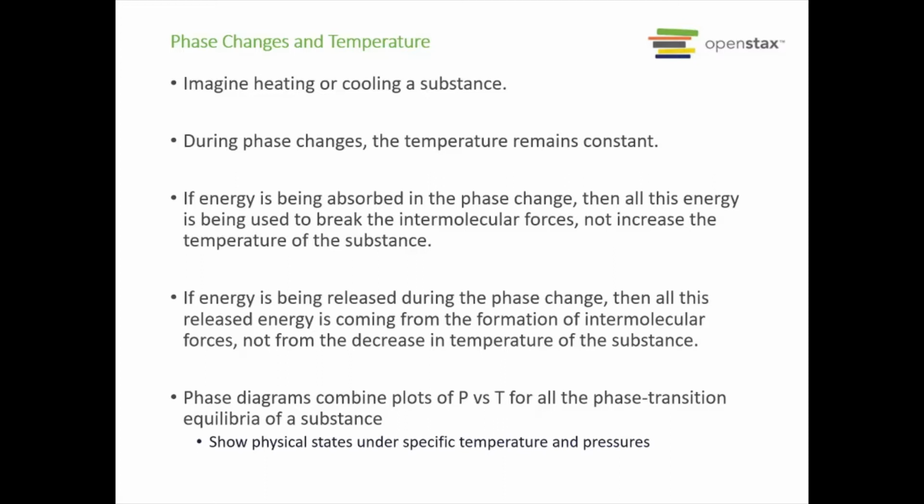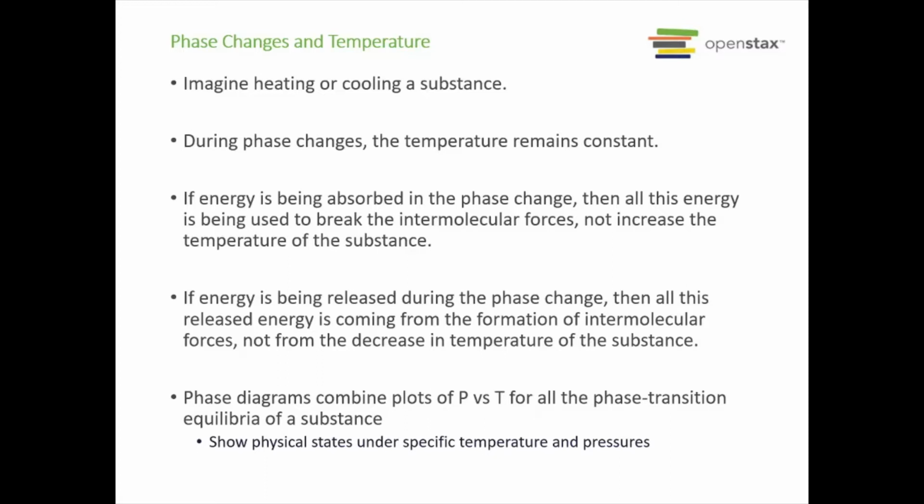So first, I want you to imagine heating or cooling some type of substance. In the last section, 10.3, last week, we talked about how during phase changes, the temperature remains constant. So if energy is being absorbed during the phase change, then all this energy is being used to break those intermolecular forces that are keeping the particles close together. So instead of increasing the temperature, it's breaking those IMFs, those intermolecular forces. So that's why our temperature stays constant.